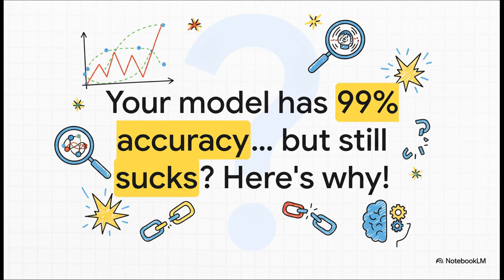Okay, so picture this. You've been working for weeks, you've trained your model, and the numbers look incredible, like 99% accuracy. You're ready to celebrate, right? But then you throw some new, real-world data at it, and it just completely faceplants. So what is going on? Well, the truth is that amazing score, it might be a complete and total illusion.